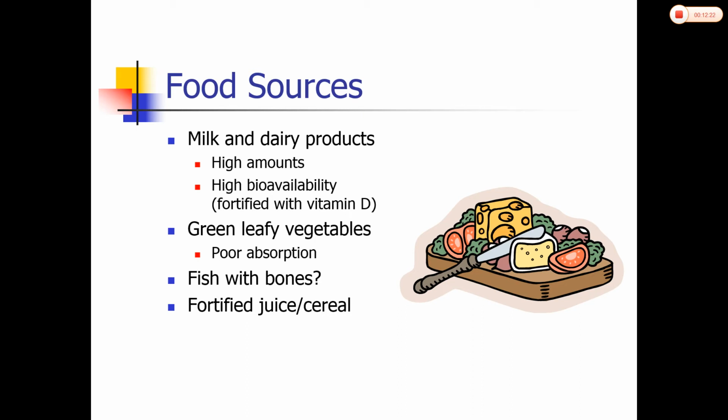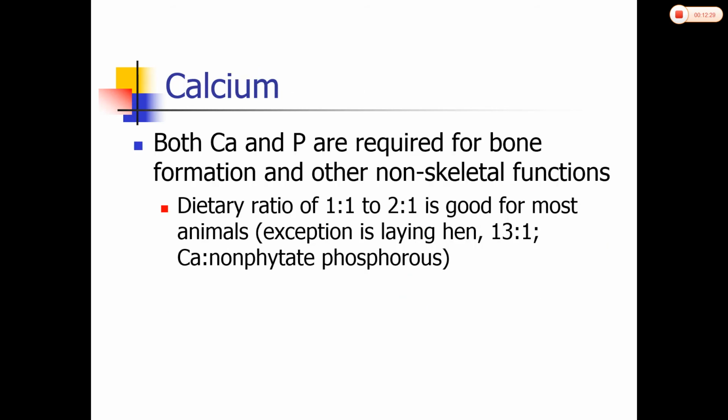And the fish is also a very good source along with the milk and the dairy products. So the calcium, both the calcium and phosphate are required for the bone formation and the other non-skeletal functions. So the dietary ratio should be maintained at either 1:1 of calcium to phosphate, or 2:1 of the calcium and the phosphate, which is good for most of the animals.